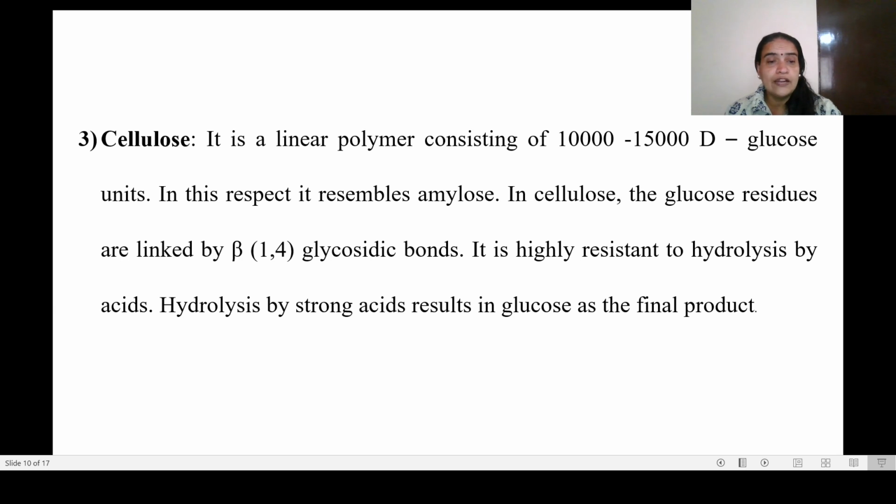Coming to the third polysaccharide, which is cellulose, a linear polymer consisting of 10,000 to 15,000 D-glucose units. But here, the linking glucose units are beta-D-glucose molecules, and these beta-D-glucose molecules are joined together through beta-1,4 glycosidic linkage. So this again has a linear structure. Cellulose has a linear structure and consists of beta-D-glucose units.